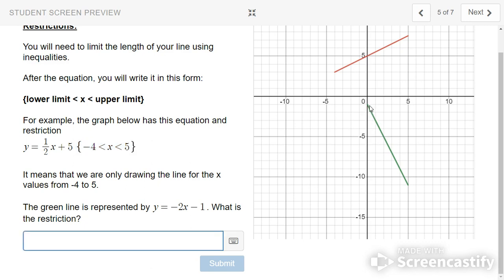So in order for me to write the restriction for the green line, we're going to have a curly bracket, the lower limit of 0, inequality symbol, x, inequality symbol again, and 5. Now, if you write this into Desmos, you'll be able to limit your line to only existing between 0 and 5.